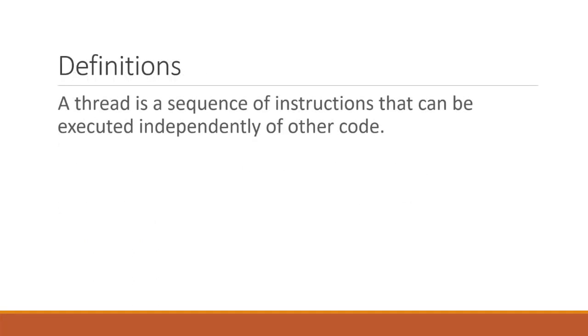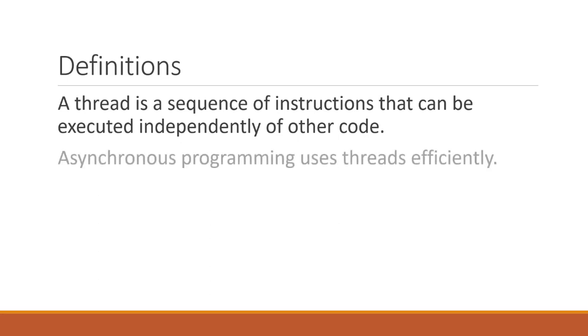To start, a little definition. A thread is a sequence of instructions that can be executed independently of other code. Asynchronous programming allows us to use threads efficiently. By using promises and callbacks, threads are prevented from being unnecessarily blocked.